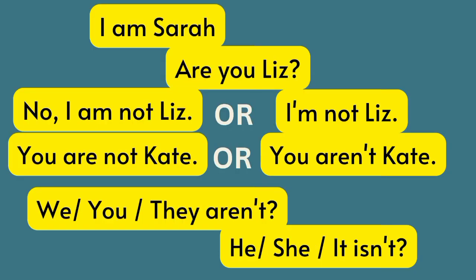So let us now look at some examples of the verb to be in the affirmative, in the negative, and in the question form. I am Sarah. Are you Liz? No, I'm not Liz. You are not Kate.